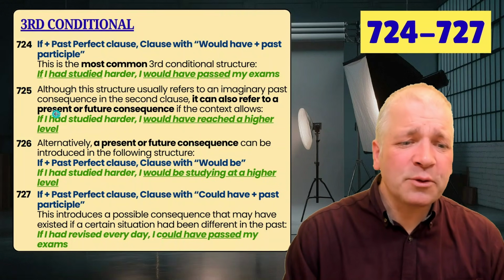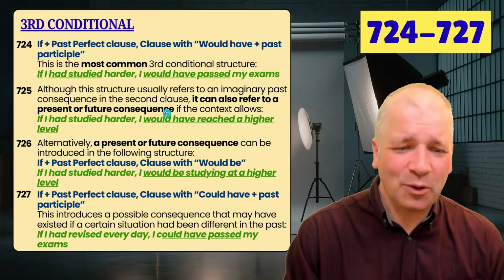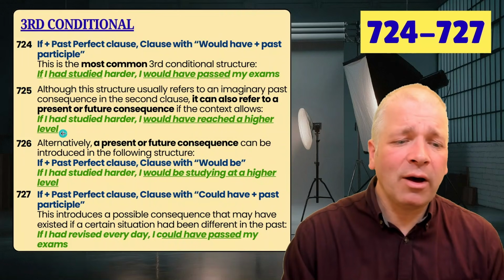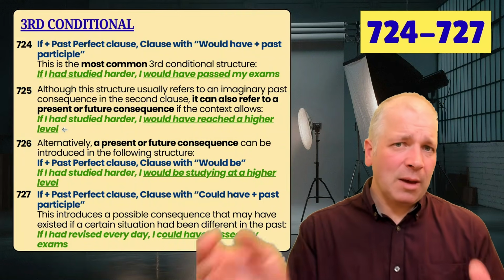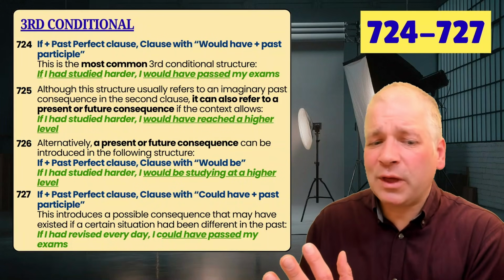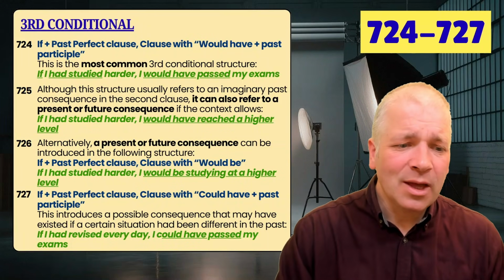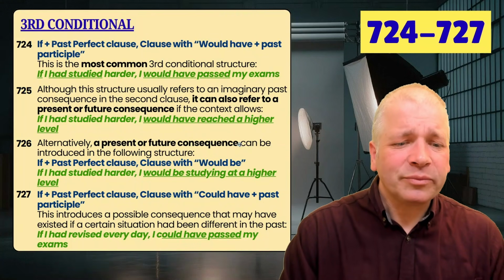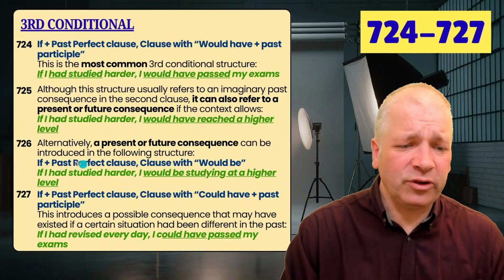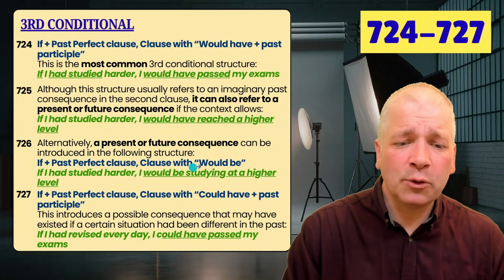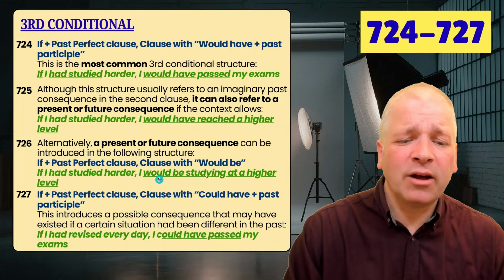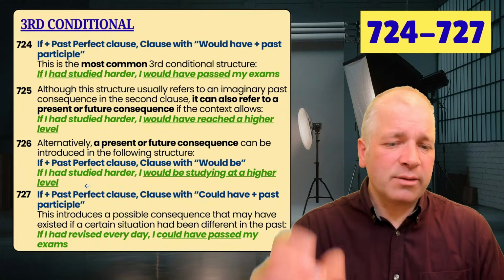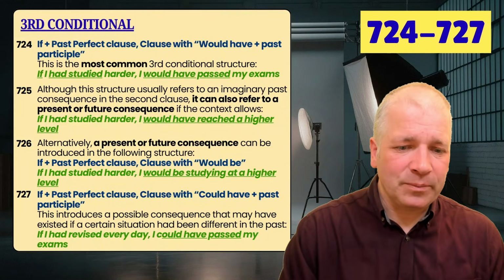It can also refer to a present or future context if the context allows. If I had studied harder, I would have reached a higher level. So we're talking about past action affecting how things are now. Also, a present or future consequence can be introduced with this structure: if, past perfect clause, clause with would be. If I had studied harder, I would be studying at a higher level. So that could mean studying now, or perhaps having plans to.